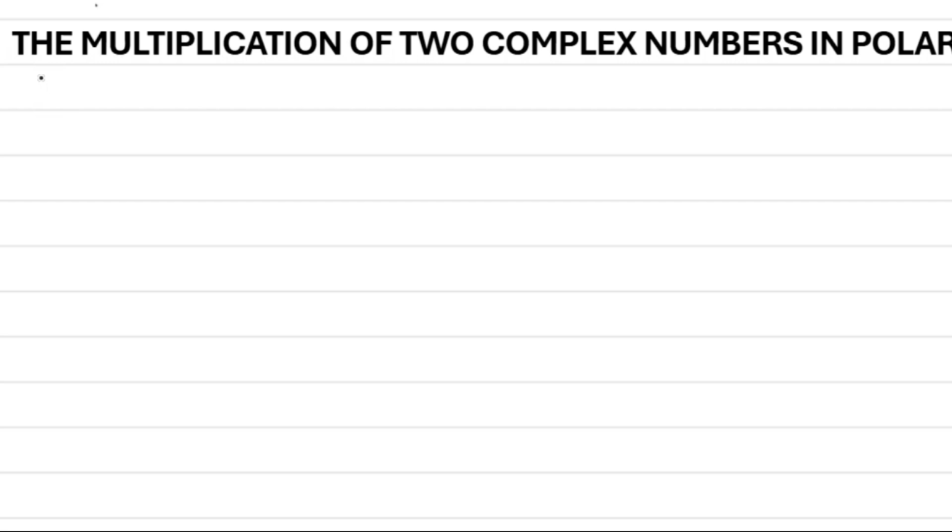Hello, in this tutorial, we are going to discuss the multiplication of two complex numbers in polar form. Now, we are going to assume two complex numbers. Let's assume the first complex number to be Z1. Now, we know that we are considering the multiplication of complex numbers in their polar form.